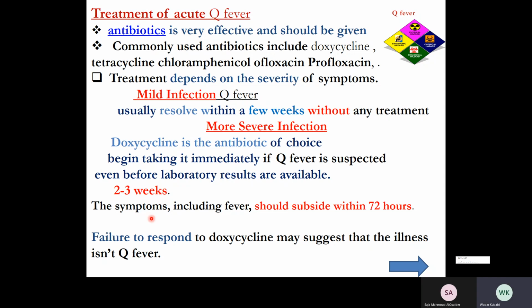If the symptoms decrease or disappear within 72 hours, within 3 days, it means this is Q fever. If they don't disappear, it means this case is not Q fever. So within the first 72 hours, the symptoms, including fever, should subside. If not, this case is not Q fever, but you still have to treat it as long as you suspect it, because it's very important.